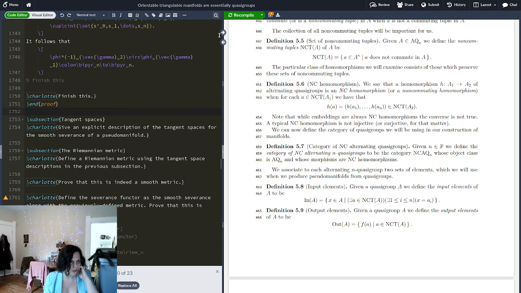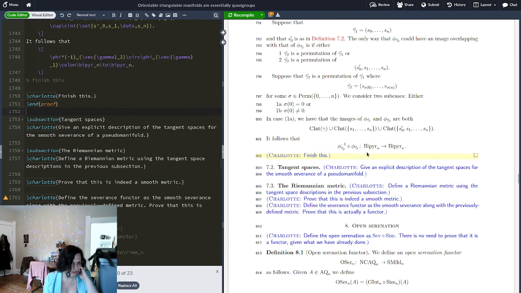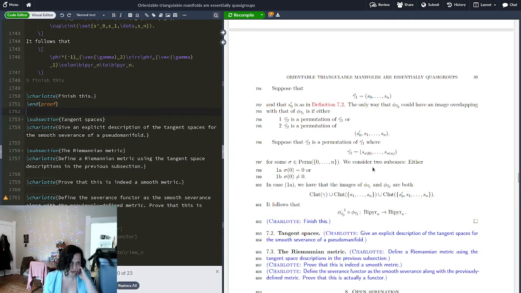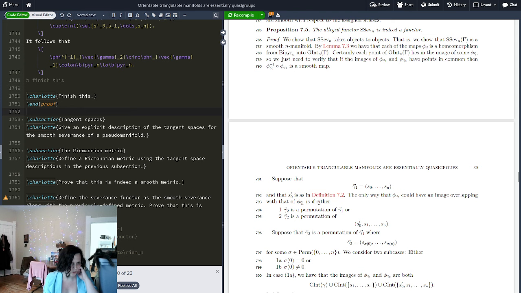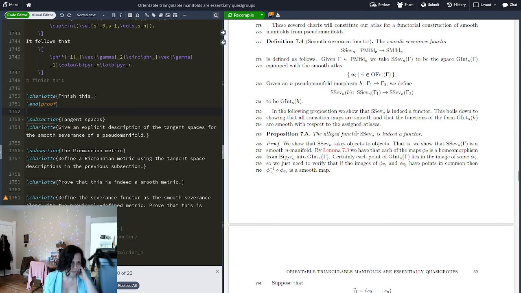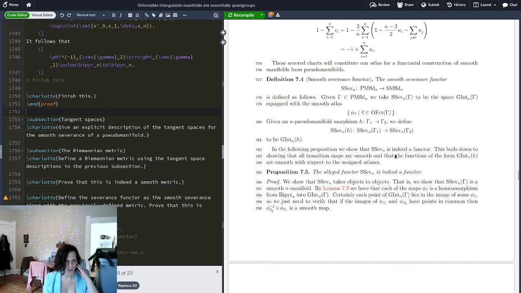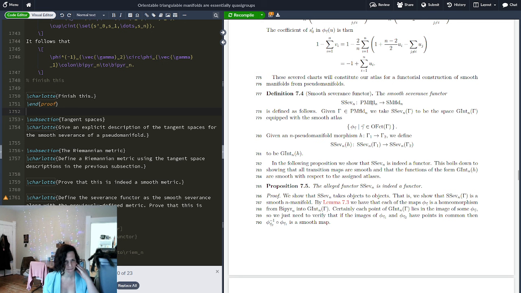Alright, so I have something that says finish this. What's that going to be like? Where is this? Oh, okay. So I'm actually in the middle of a proof, which gives me something to do right away. So let's see. I have something that's supposed to be a functor. I have to actually show now that this is a functor. Well, that's going to be quite something. So let's see. I claim that this smooth severance functor is supposed to be a functor. And so what is this thing supposed to be doing? Well, it's supposed to be taking an n-dimensional pseudo-manifold, so something that looks like it's made of some triangles, that kind of looks like a smooth thing, and it's making it into an actual smooth manifold somehow.